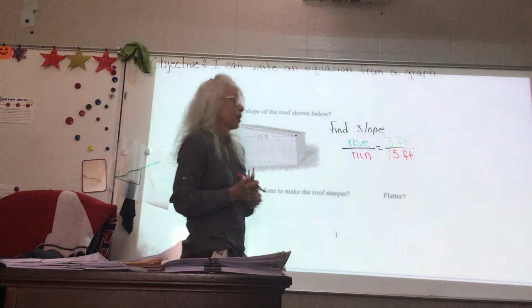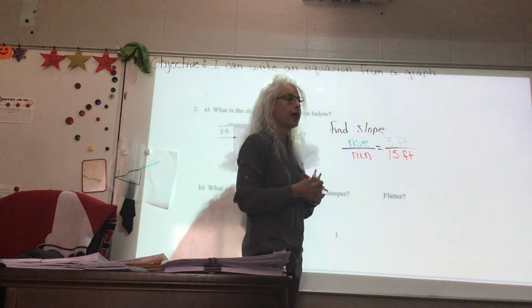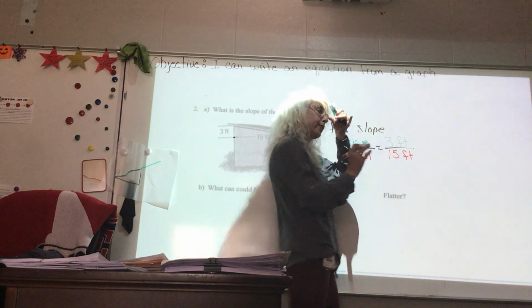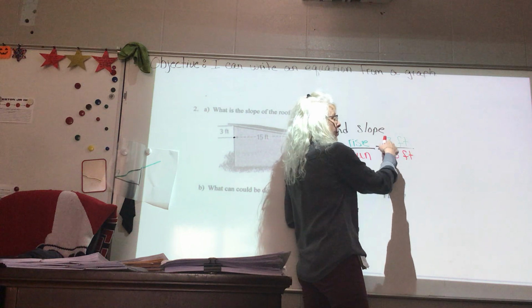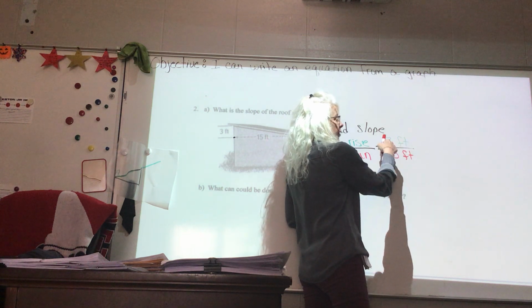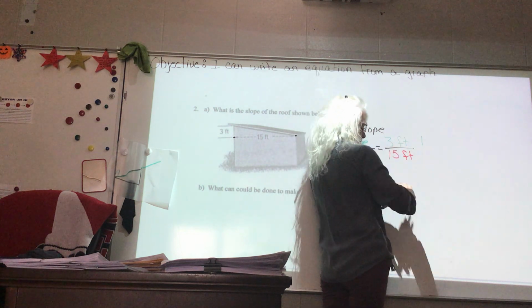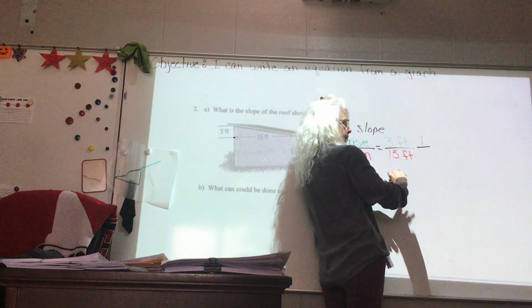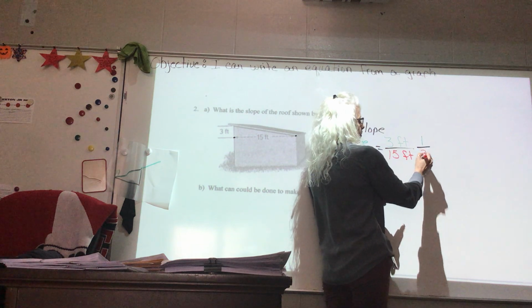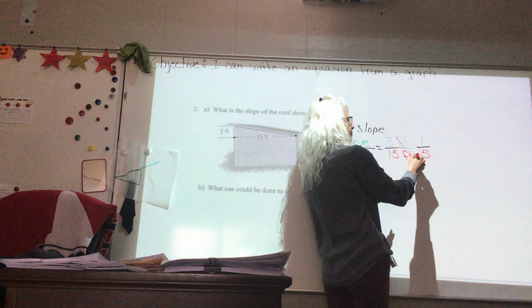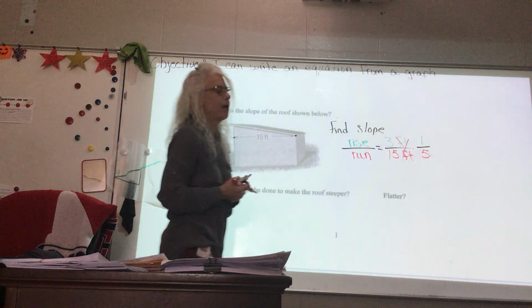And we want to know the slope. So we're not going to change this to a decimal because we're going to use this in a minute. So we're just going to simplify. Each one of these is divisible by 3. 3 divided by 3 is 1. 15 divided by 3 is 5. And then feet divided by feet cancels out.